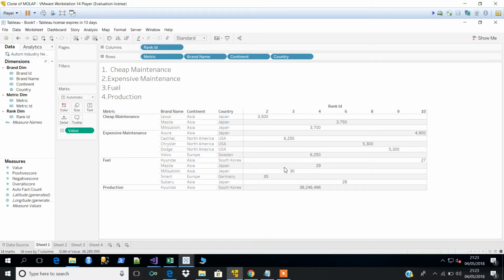In terms of fuel, you can see that Smart was ranked the second most fuel efficient car on the road, followed by Mitsubishi, then Mazda. Then in terms of production, Hyundai was ranked number 4 in the world with 38.2 million cars produced over the 5-year period.